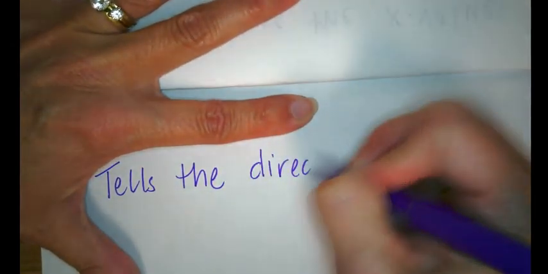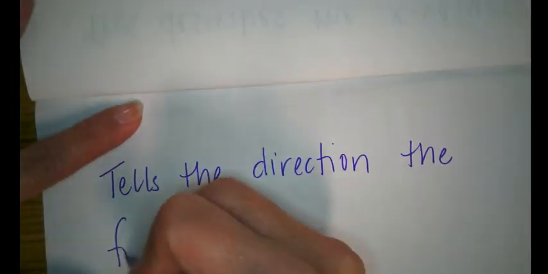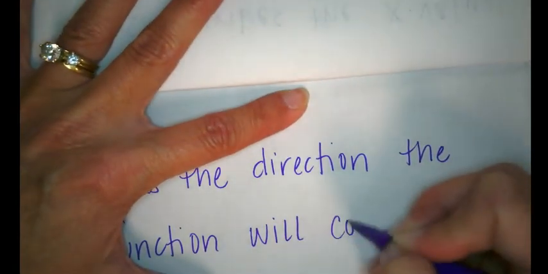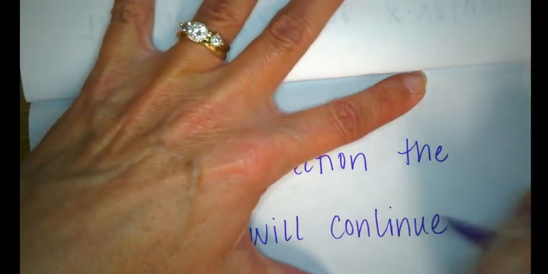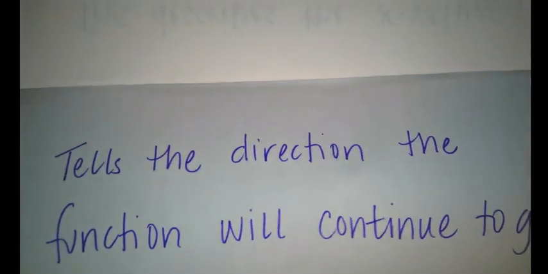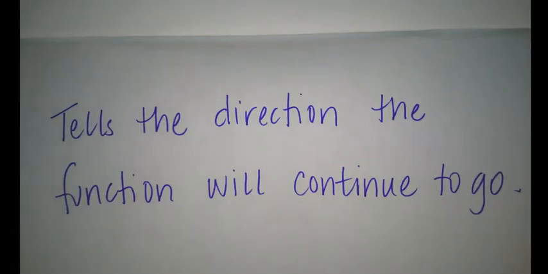So end behavior tells the direction the function will continue to go. Yikes, I guess my flip chart's kind of heavier on the other side now. So, end behavior is going to tell the direction that the function will continue to go.